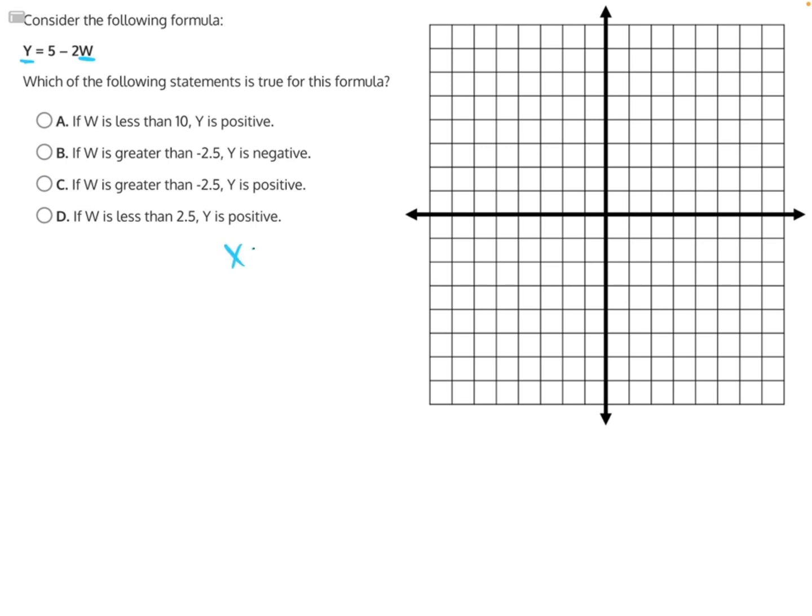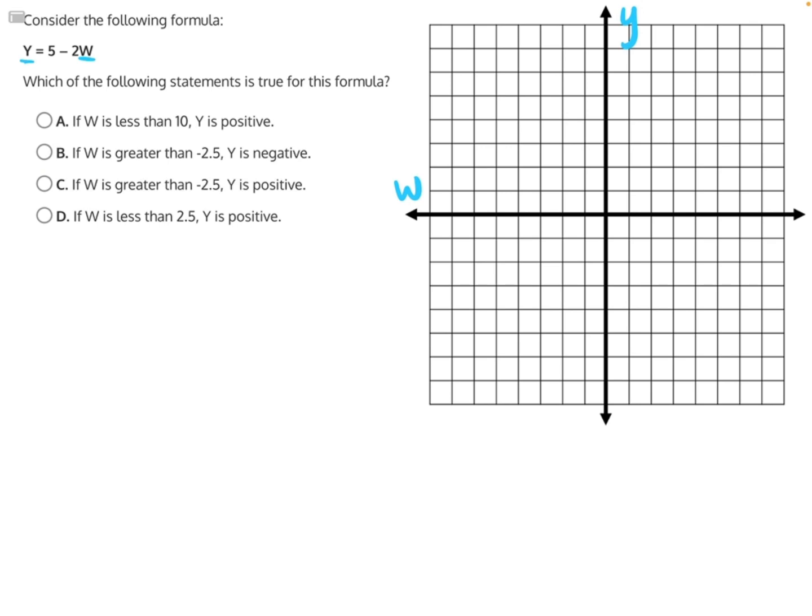Normally, your x-axis is your cause variable. Something is happening to x to create the result or our effect, which is the y-axis. So if we look at our answer choices, we can see that w is the cause variable that is affecting y. When w is less than something, y is either positive or negative. So we can label our x-axis as w, and our y-axis can stay y.